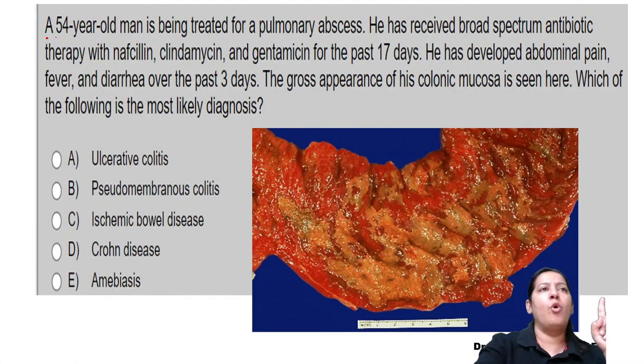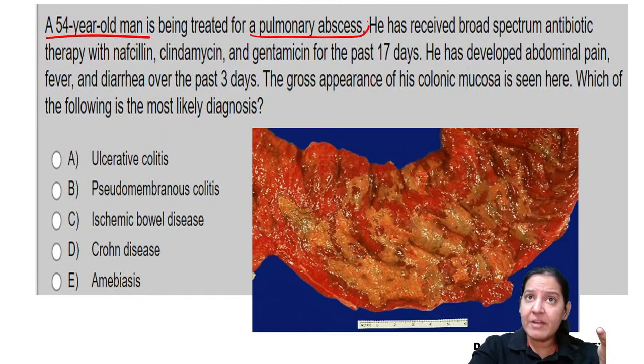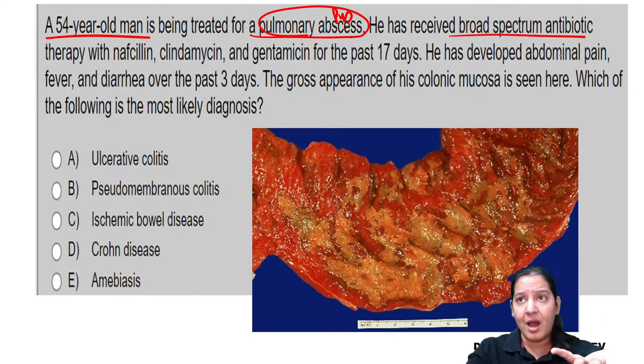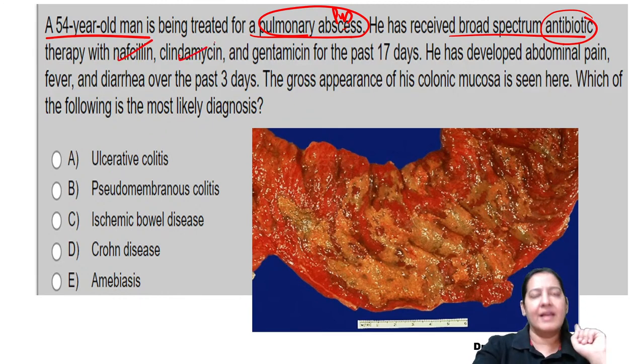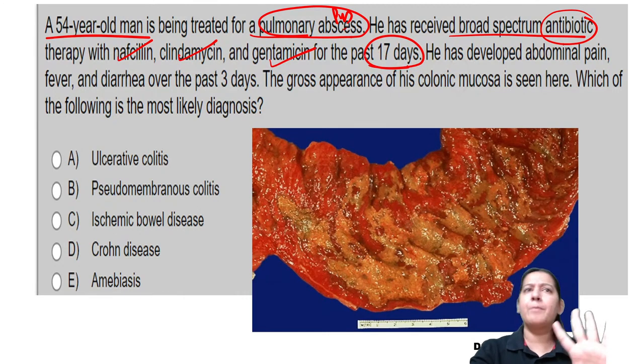A 54-year-old man is treated for pulmonary abscess. The man is having pulmonary abscess, pus in the lung. Pulmonary abscess means pus inside the lung. So I have offered antibiotics to the patient, nafcillin, clindamycin and gentamicin, for continuous 17 days. So he has taken the complete course of antibiotic because he was having a pulmonary abscess.